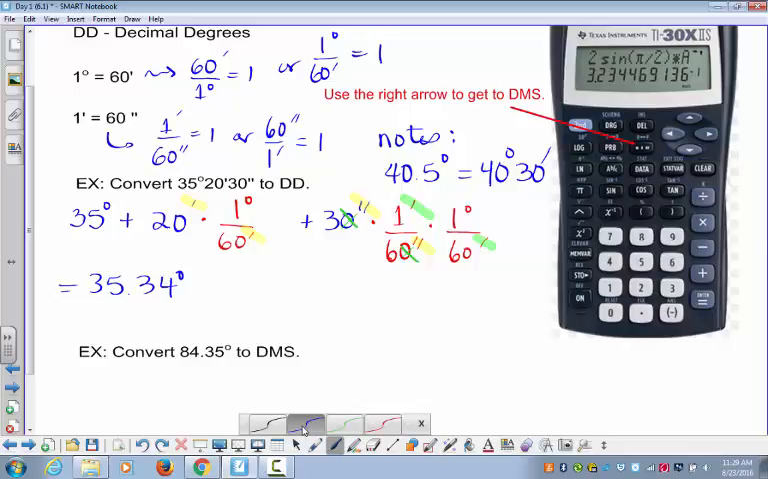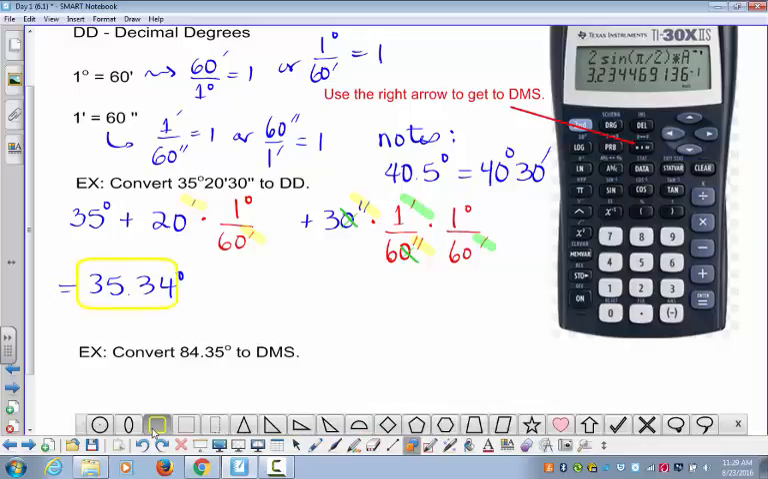So in other words, in this particular case, because we didn't bump the 35 up at all, that 20 minutes, 30 seconds is this decimal part right there. That's the 0.34. So 34/100ths of a degree is 20 minutes, 30 seconds.